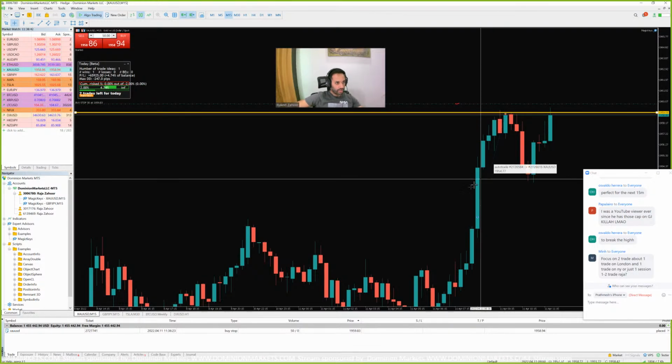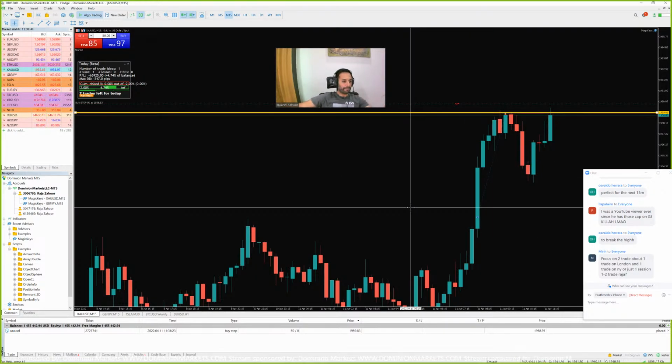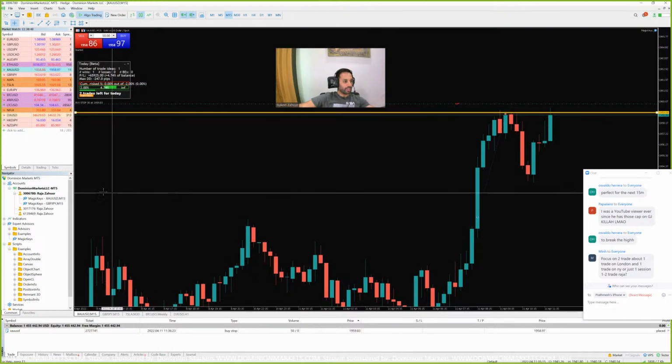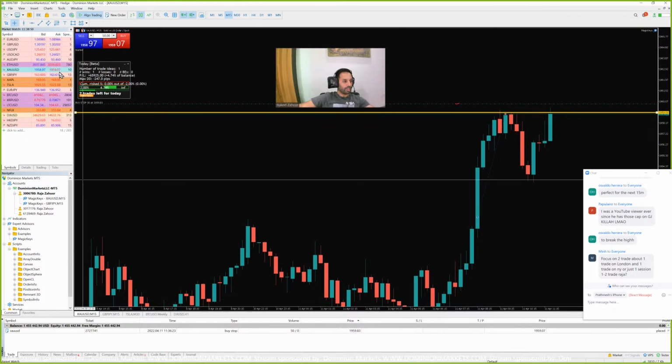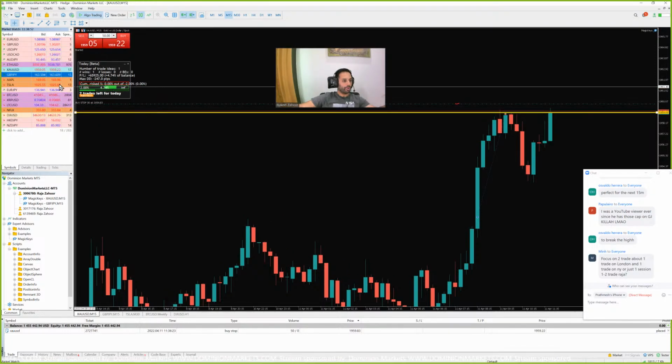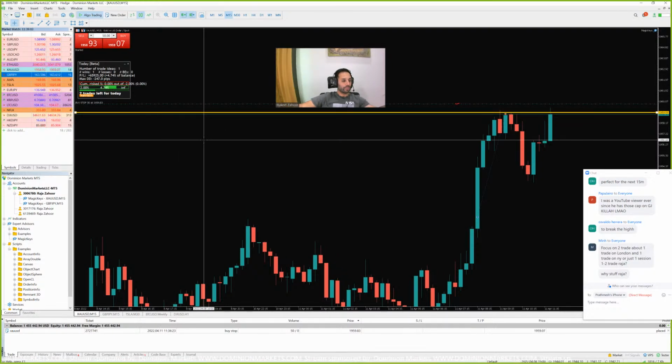Wow. Look at these spreads on gold and pound yen on Dominion markets. Almost 1 pip both on pound yen and gold. Less than 2 pips on gold here now. So you can see how volume increases, the spreads lower down here a little bit. You know, pretty good spreads.